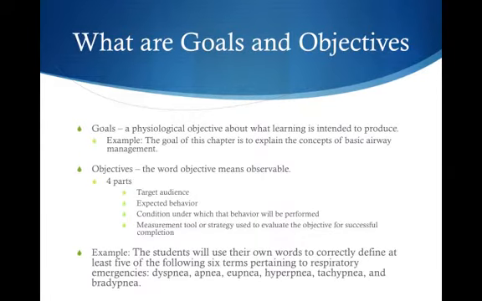So what are goals and objectives? A goal is a physiological objective about what learning is intended to produce. An example of this: a goal of this chapter is to explain the concept of basic airway management. Objectives. The word objectives means observable. There are 4 parts to the objective.